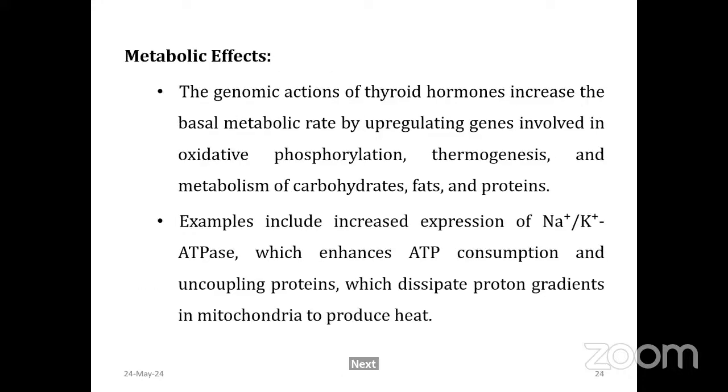Next, let us see the metabolic effect. The genomic action of thyroid hormone mainly increases the basal metabolic rate by upregulating genes involved in oxidative phosphorylation, thermogenesis, and metabolism of carbohydrates, fats, and proteins. So the enzymes or proteins required for oxidative phosphorylation or thermogenesis are mainly increased by the genomic action of thyroid hormone. We can see an example like increased expression of sodium potassium ATPases. This leads to these changes.